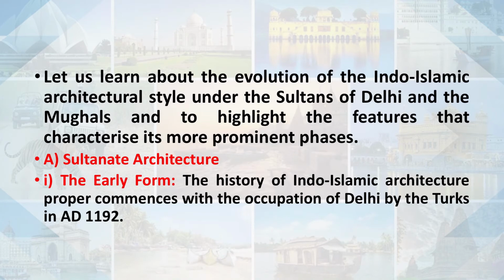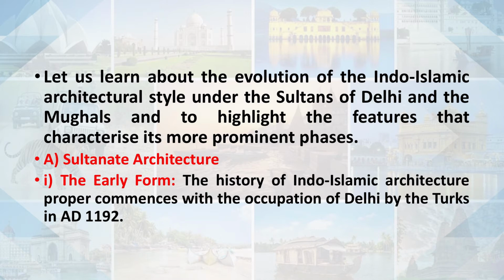Stylistic evolution. Let us learn about the evolution of the Indo-Islamic architectural style under the Sultans of Delhi and the Mughals, and highlight the features that characterize its more prominent phases. Sultanate architecture. Under Sultanate architecture, let us do the early form first.